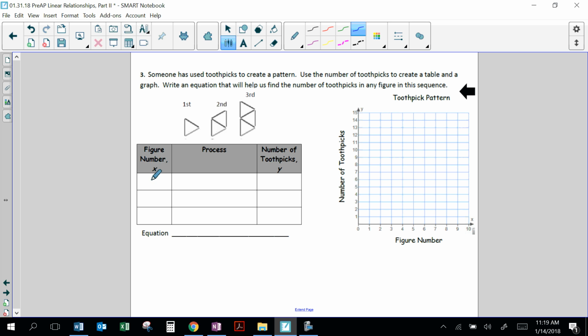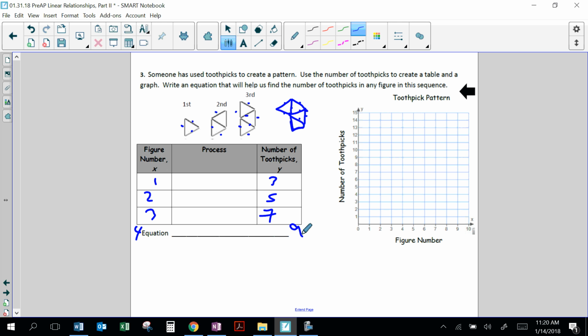In figure number 1, I see they use 1, 2, 3 toothpicks. In figure number 2, they use 1, 2, 3, 4, 5 toothpicks. In figure number 3, they use 1, 2, 3, 4, 5, 6, 7 toothpicks. So figure number 4 would probably be 8. No, figure number 4, if you had to guess, well, let's draw it. 1, 2, 3, 4. So it'll be 1, 2, 3, 4, 5, 6, 7, 8, 9.